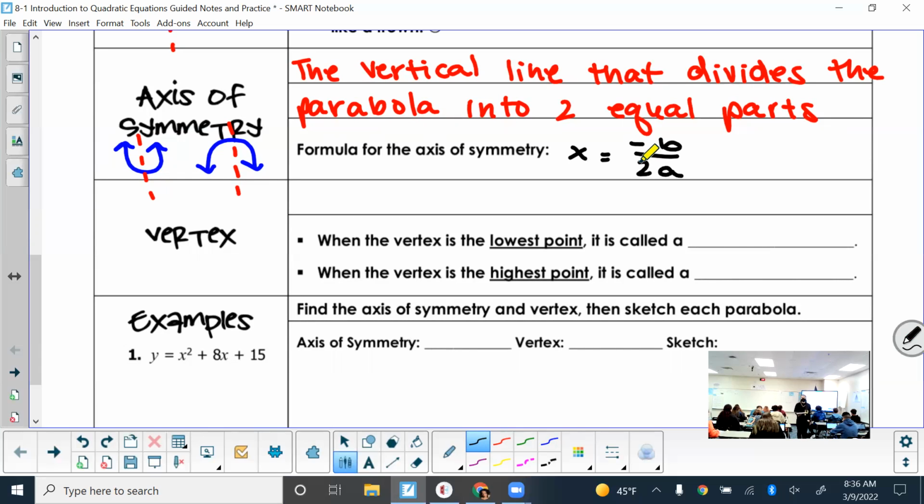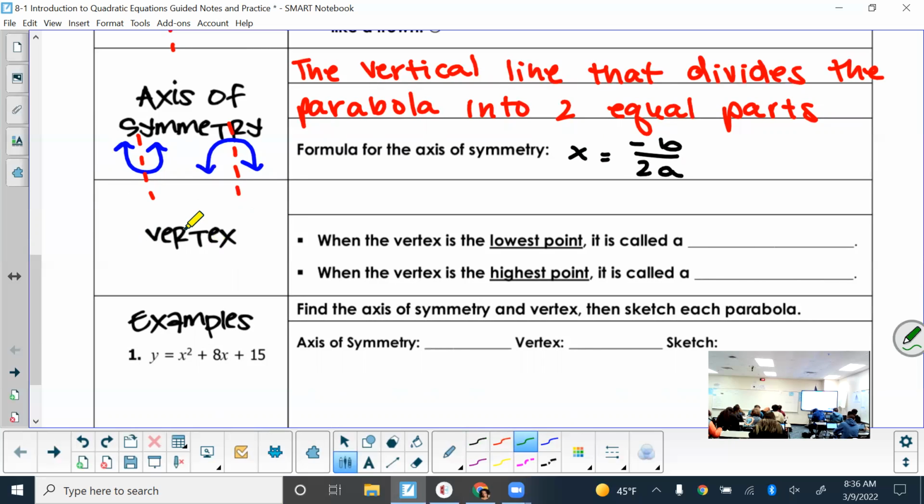All right, and the a and b, just like when we did the diamond method and stuff, comes from the given equation. So we can find the axis of symmetry by plugging in b and a. We'll do some examples of that later. I'm still debating on whether or not I'll give this to you on a test. I feel like no, because I let you use your notes, but we'll see when it gets to that time.